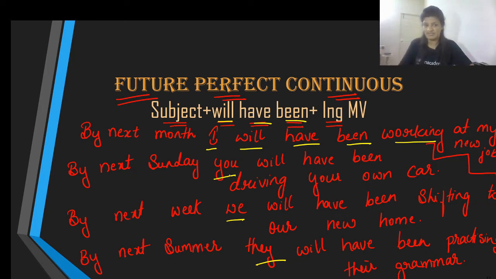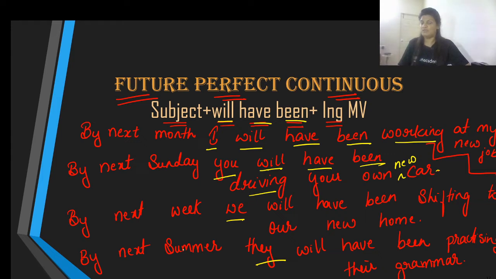Similarly, by next Sunday, you will have been driving your own car, meaning I went out shopping today and bought a new car, and they are going to deliver it probably on Saturday, or let us say Friday or Sunday morning. At the moment I do not have the car, but I'm telling you that by next Sunday, I'm sorry, not I, you have ordered and bought a new car, and it is on the way and will arrive either on Saturday or Sunday. So you are telling that by next Sunday, you will have been driving your own, let us say, new car.